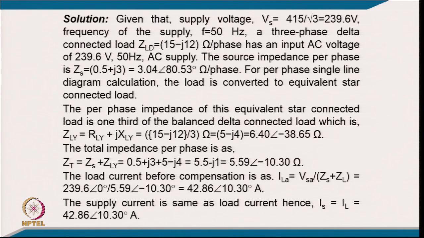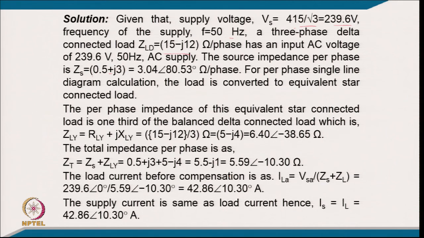So, coming to the numerical part of this, given that supply voltage equal to 415 by root 3 per phase, that is 239.6, and frequency of supply 50 hertz, and 3 phase delta connected load of 15 minus J12 ohm per phase, and the feeder source impedance is 0.5 plus J3 ohm, that comes 3.04 ohm at the angle of 80.53 degree.